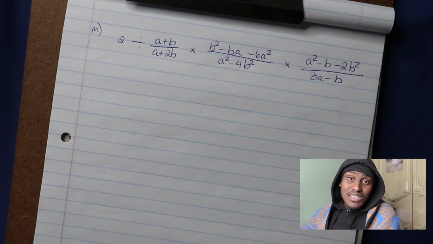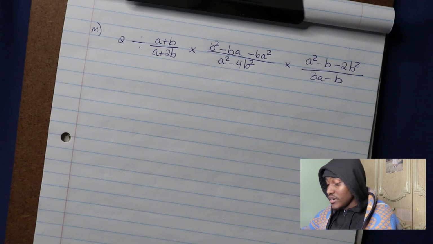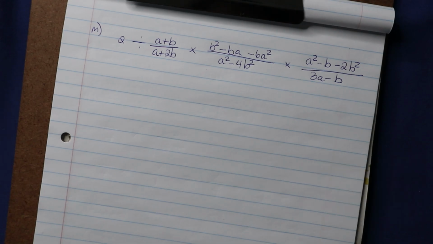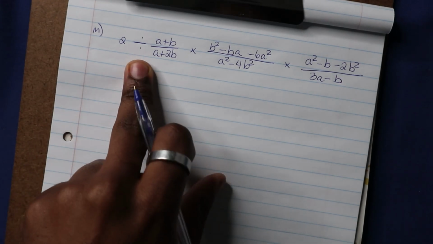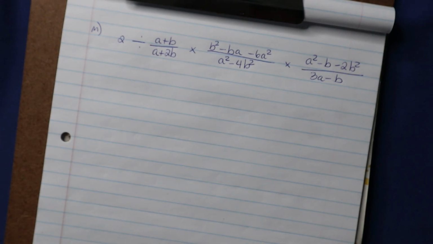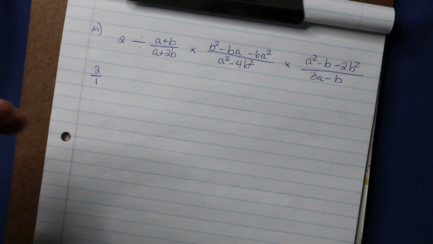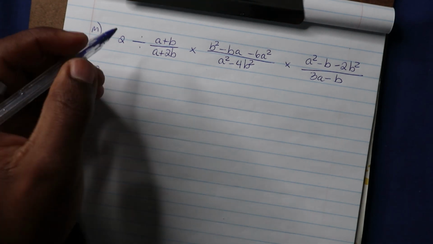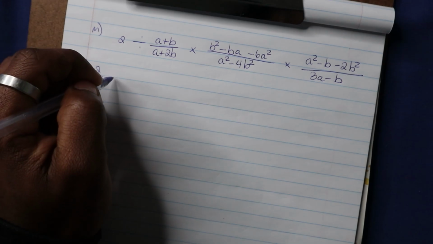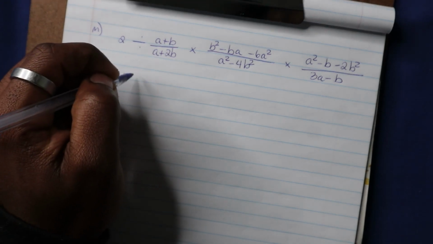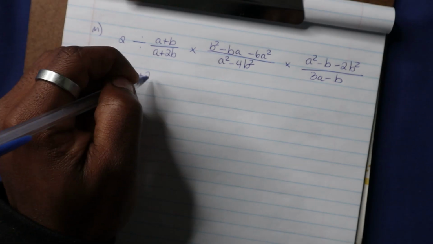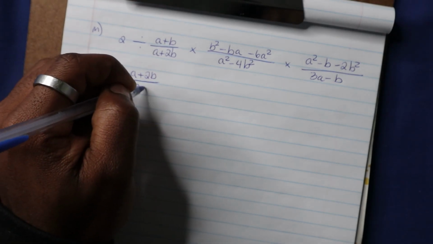So there is our M, right? We see that there's a couple of things that we have to simplify. We also see that we have a divide here, all right? So that means that we're probably going to be dealing with the reciprocal in this one also. So let's simplify. I'm just going to write this 2 over 1, just to make things clearer for ourselves. And then we're going to say times the reciprocal of A plus 2B over A plus B.